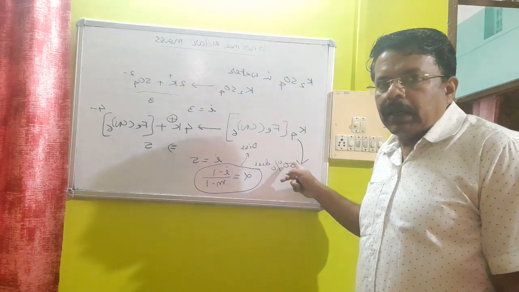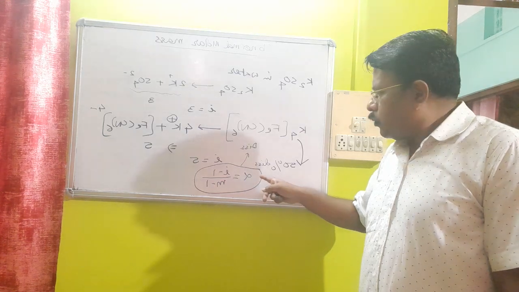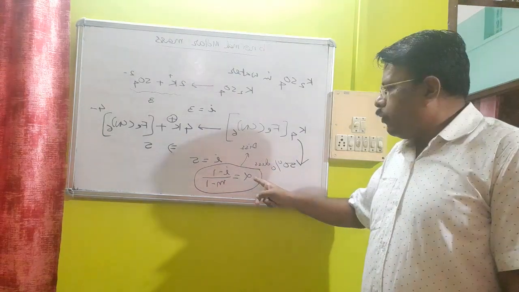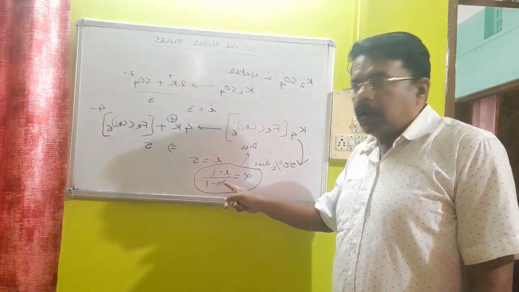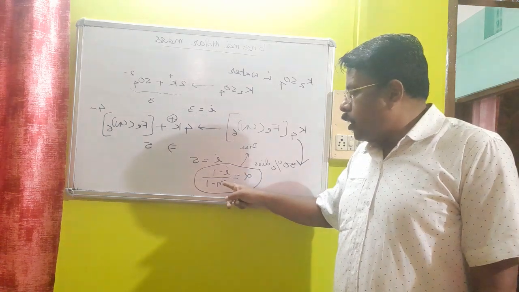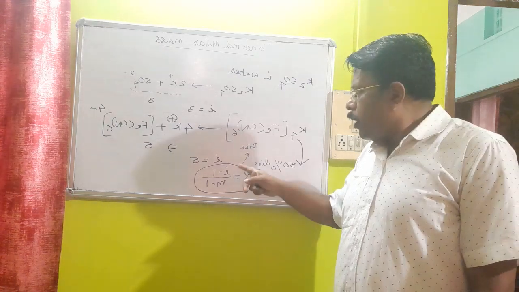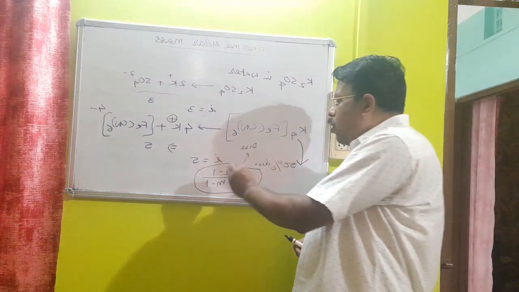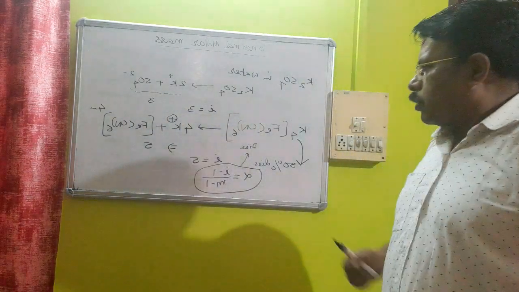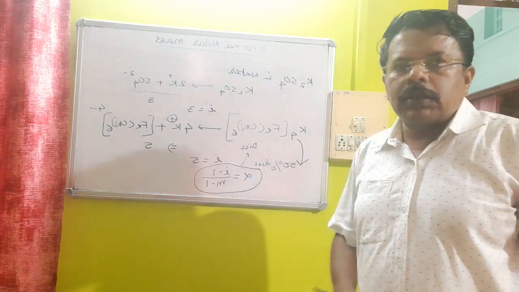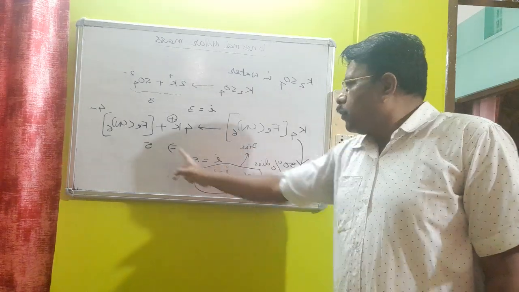Suppose it is 50%, as I said, then the alpha value will be 50 by 100. And as you already know, i is the Van't Hoff factor. And what is m? Don't get confused, here m is not the molality of the solution. Here m is the number of particles it is getting dissociated into. So for this case, the value of m will be 5.